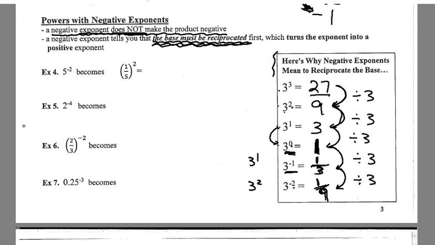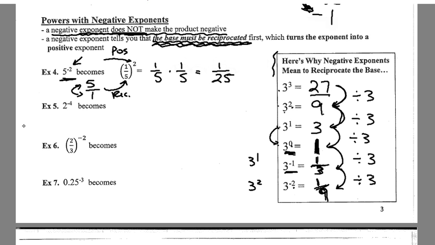5 over negative 2 becomes, well, if I start with 5, I can think of it as 5 over 1. The negative exponent tells me to reciprocate the base. Flip my 1 and 5, and all of a sudden, my exponent's now positive. So we reciprocate the base, and we flip the sign to positive. And now we have 1/5 times 1/5, which is 1/25.